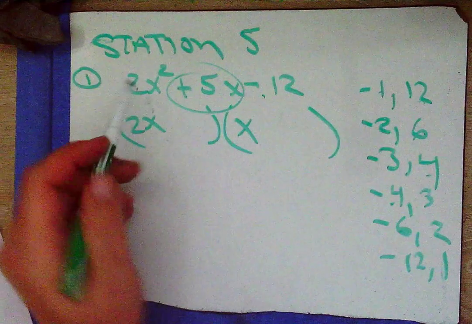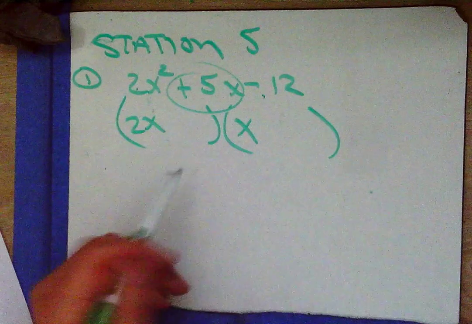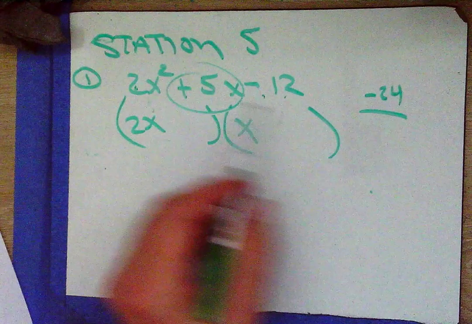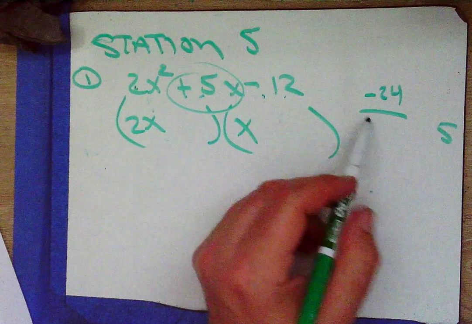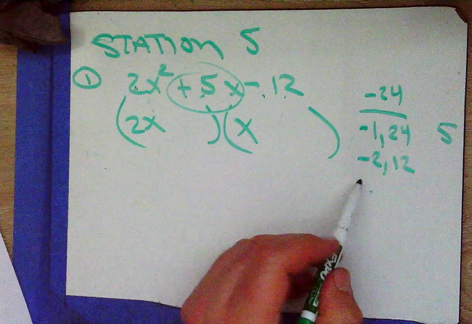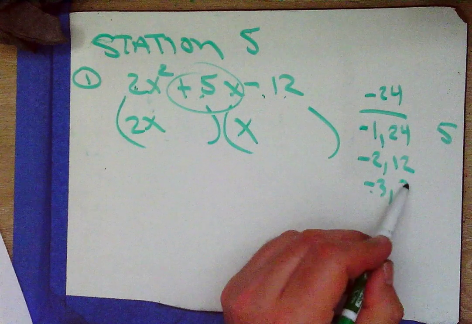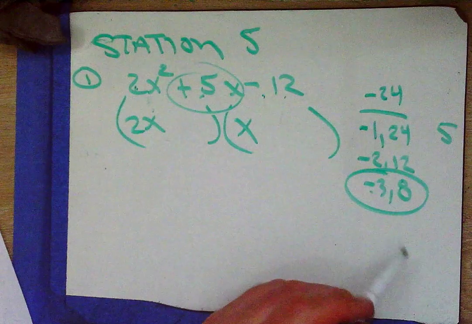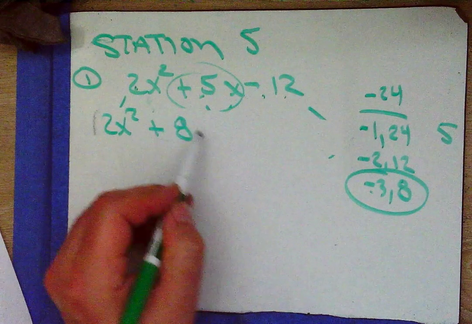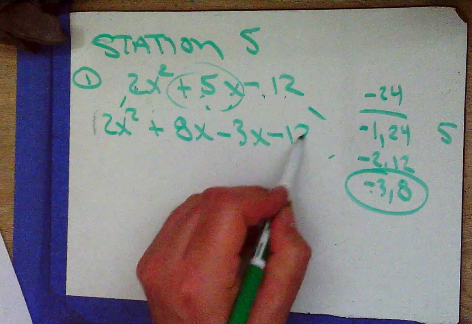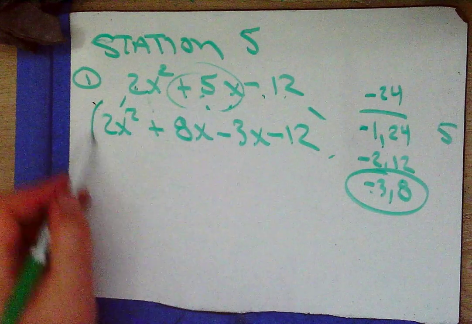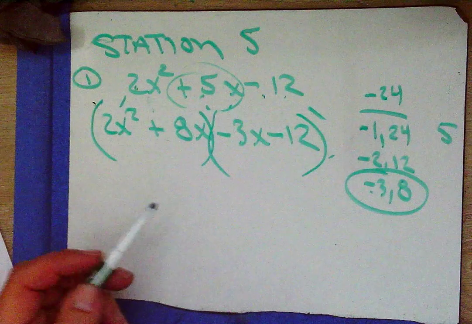Oh, I left out the 2. See, you can't leave out that 2. Okay, so 2 times negative 12 is negative 24. That adds up to positive 5. And how about negative 1 and 24? No. Negative 2 and 12? No. How about negative 3 and 8? Ooh! So I can replace this term with plus 8x minus 3x minus 12, and now I've got 4 terms, and I'm happy about that because now I can factor by grouping.